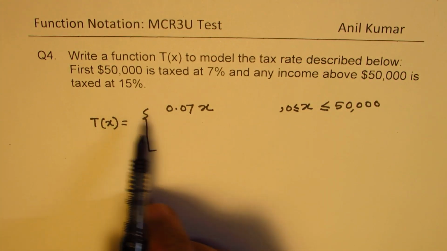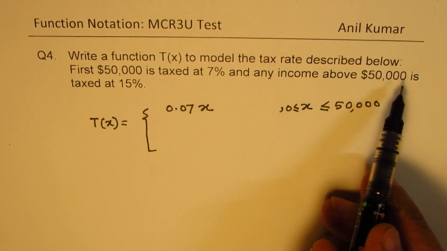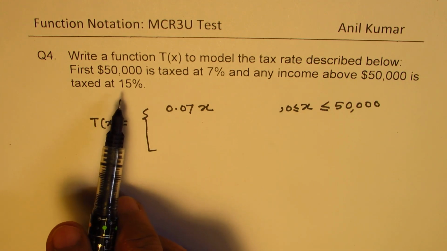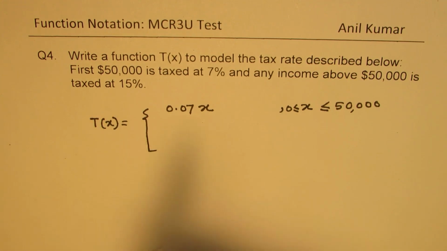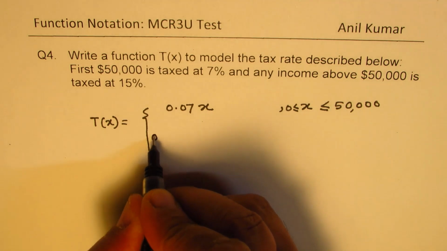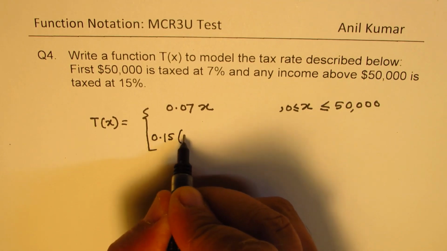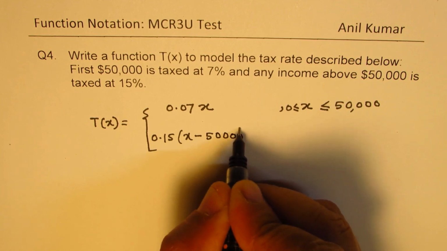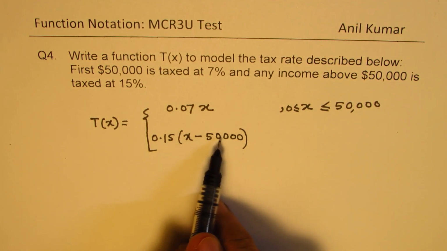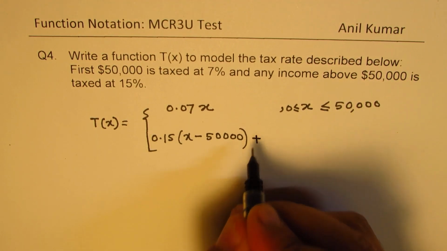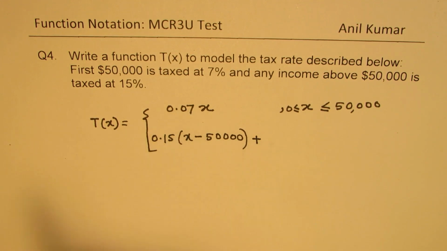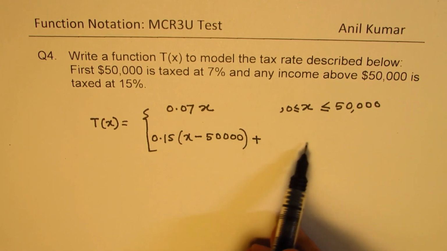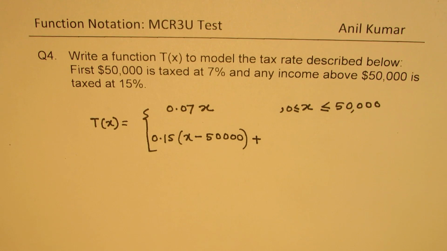Now, for income more than 50,000, the tax rate is 15%, right? So that really means 0.15 times (x minus 50,000), right? Now that much more than this, right? So we have to also add the tax for the first 50,000, right? So how much is that? Let's calculate on the side and then we can write this expression.